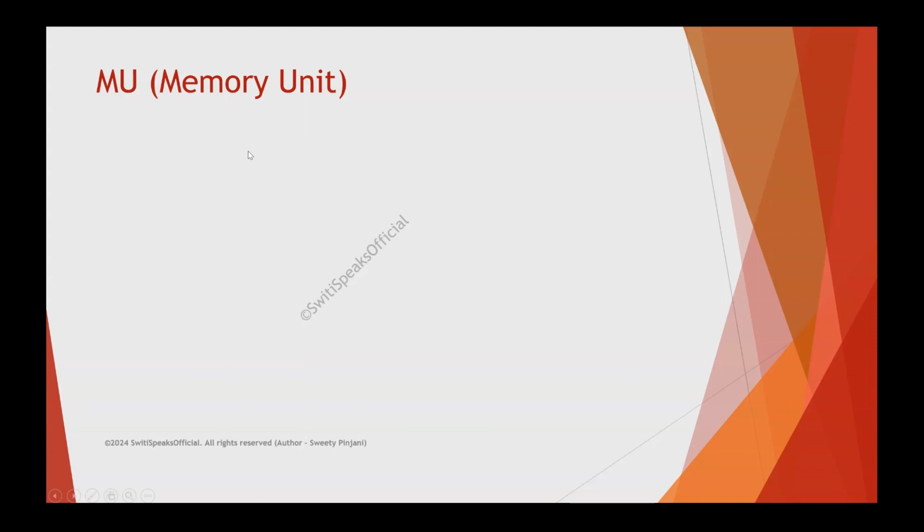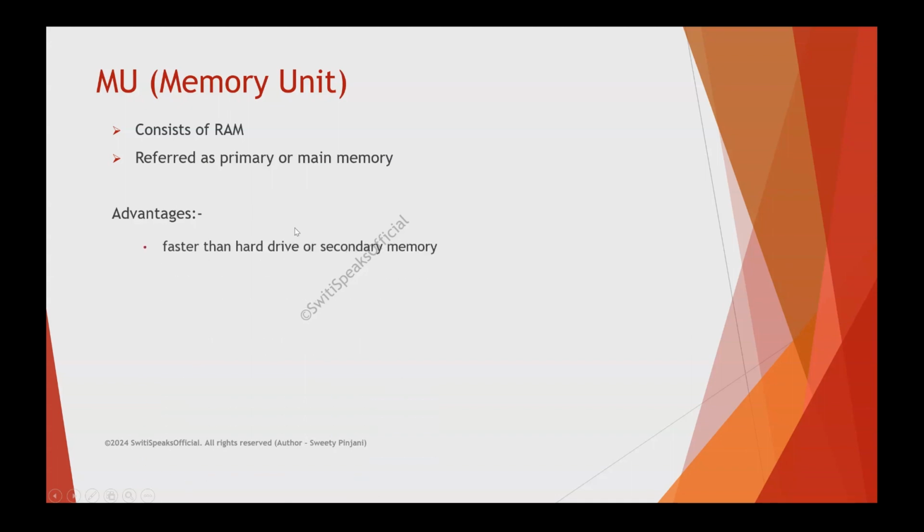Now let's see what the memory unit, MU, is. MU is nothing but your RAM, random access memory. It can also be called primary or main memory. What are the advantages of using RAM? Now, if you consider the hard disk or your secondary memory, which we call secondary storage, it takes a lot of time to access the data from it. Comparatively, RAM is the faster memory. This is one of the advantages of RAM.